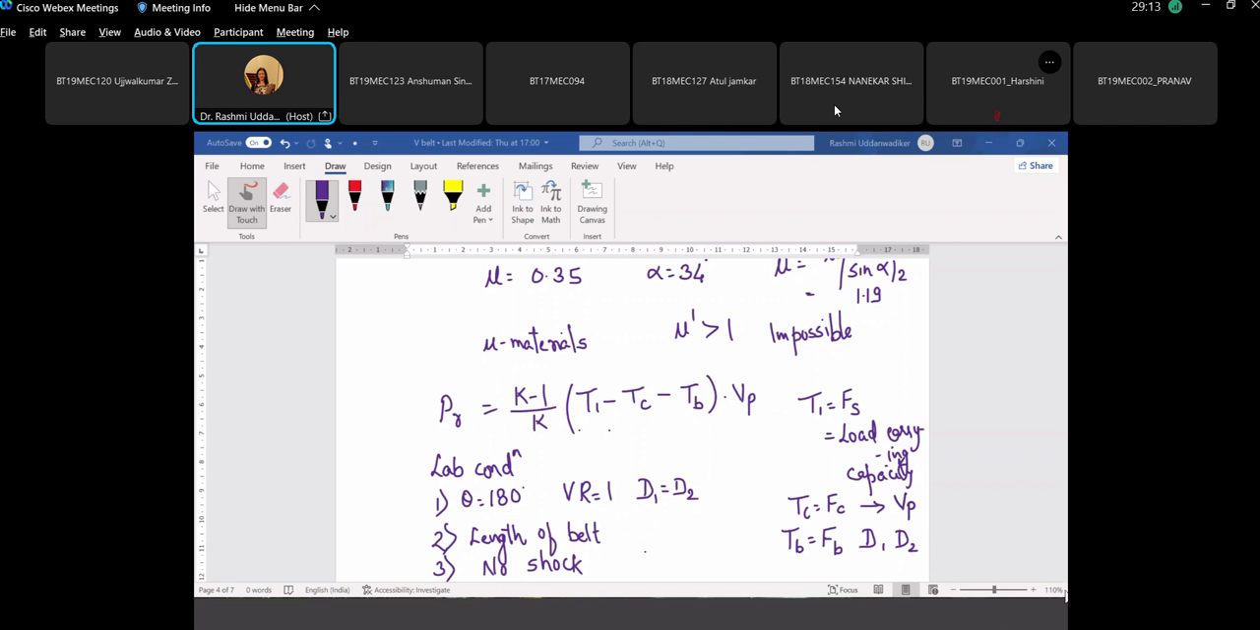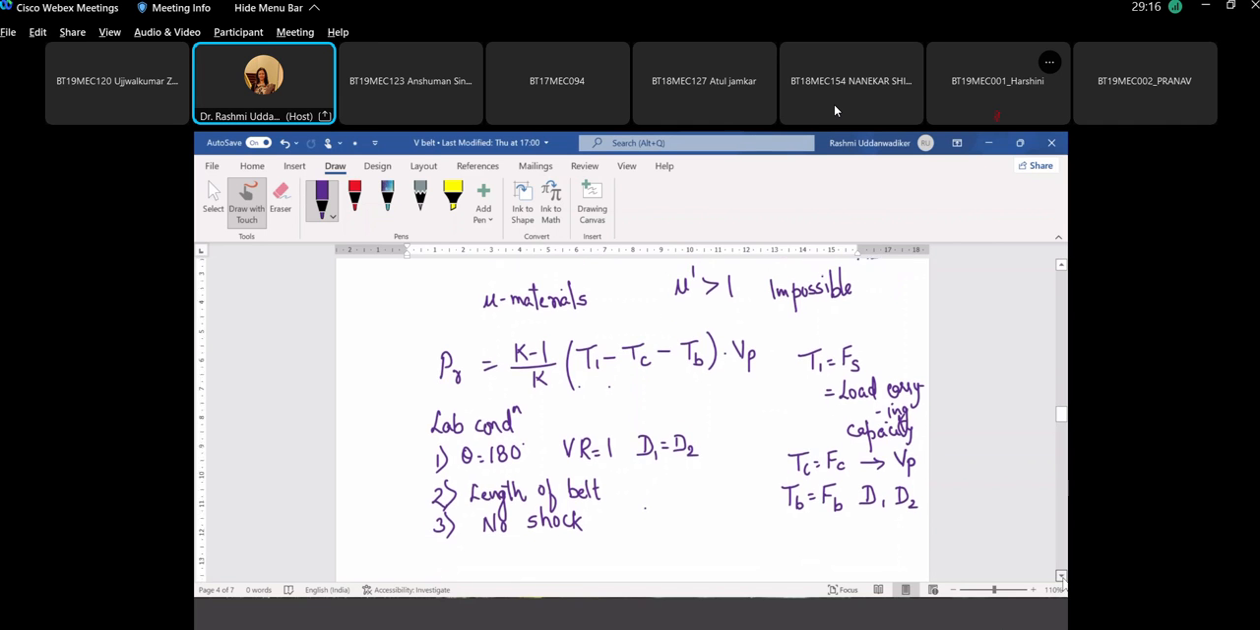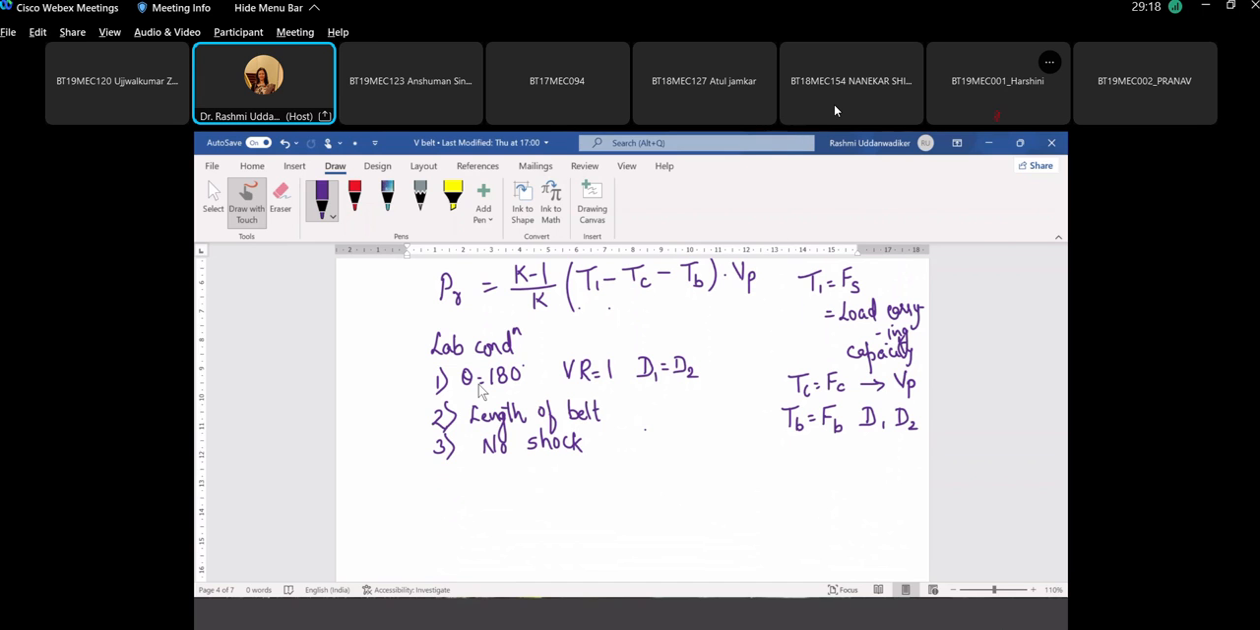Now, how those values are calculated? Those values are calculated for the lab condition, assuming theta is 180 degrees, which means both the pulleys are of same diameter, velocity ratio is 1. There is a specific length of the belt which is selected, and this length is given in the data book. If our length is different from this specific length, we have to multiply some correction factor, and it is assumed that there is no shock. In case of shock, in case the service conditions change, we multiply it with the service factor.